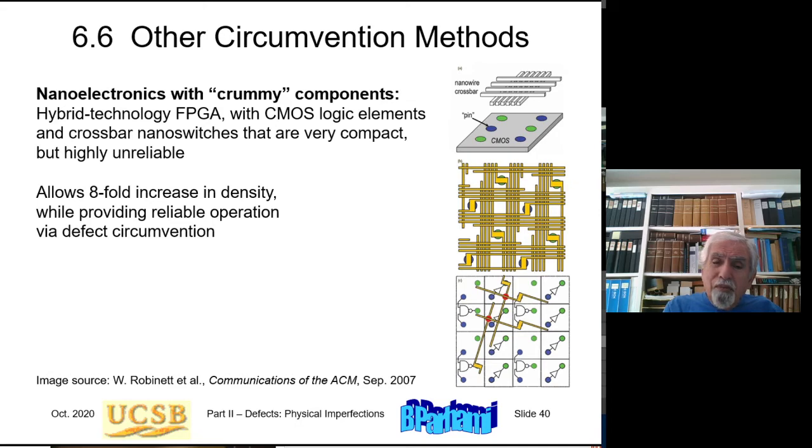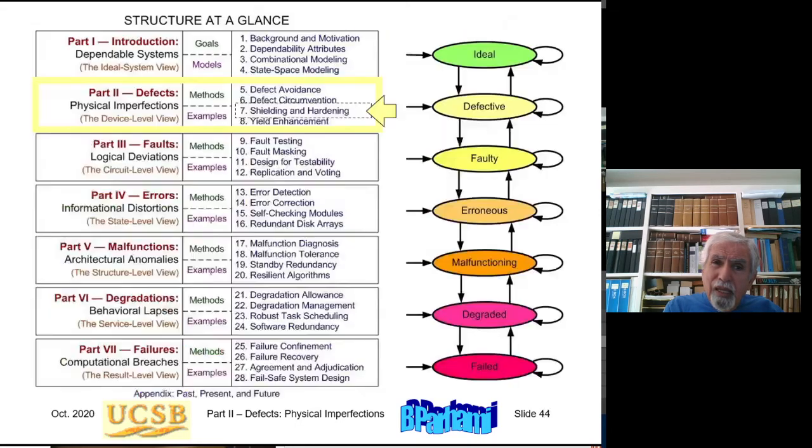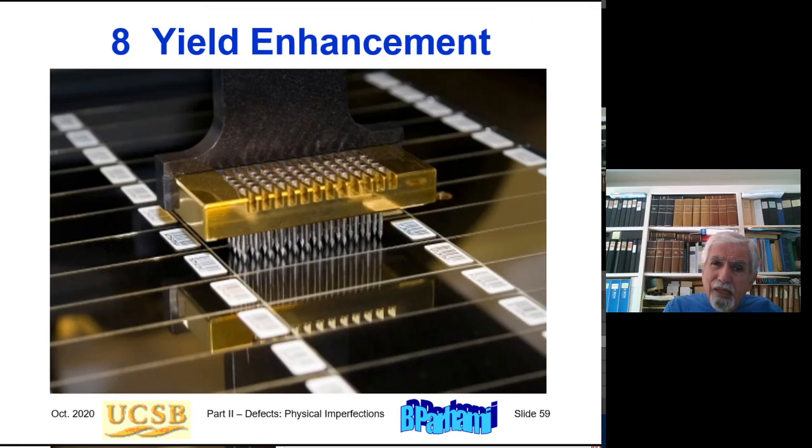All right. There are some additional topics here that I'm going to skip, and therefore I'm going to go to Chapter 8, Yield Enhancement. So a lot of these defect circumvention schemes have their roots in efforts to improve the yield of integrated circuits, provide redundant elements on the chip so that if there are defects, we can still use that chip and therefore increase the yield, not have to discard the chip. Of course, the same methods with some changes can be applied for fault tolerance, fault circumvention at higher levels.